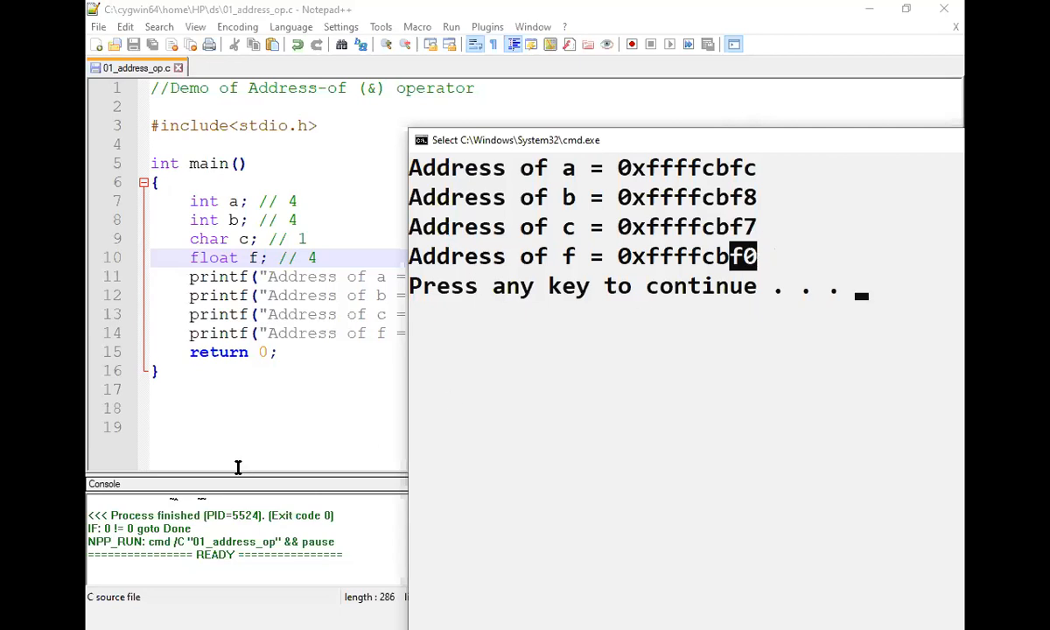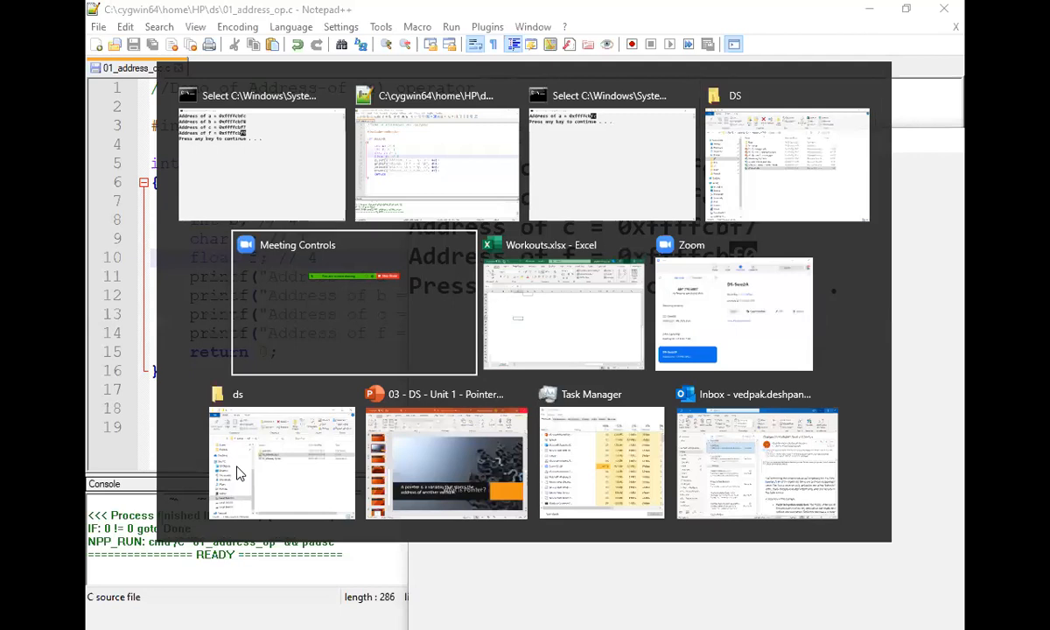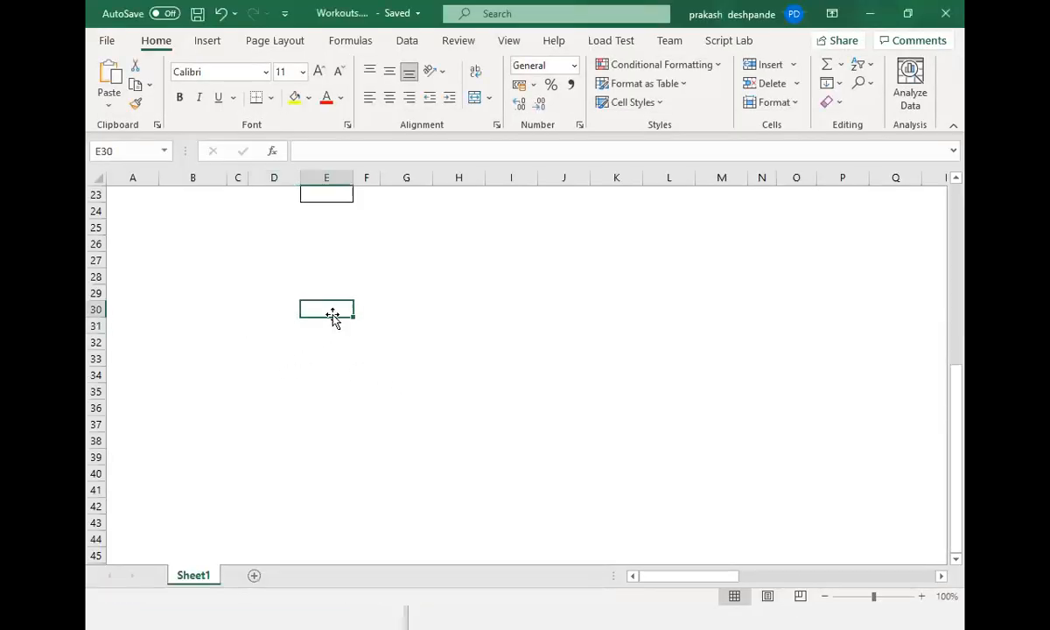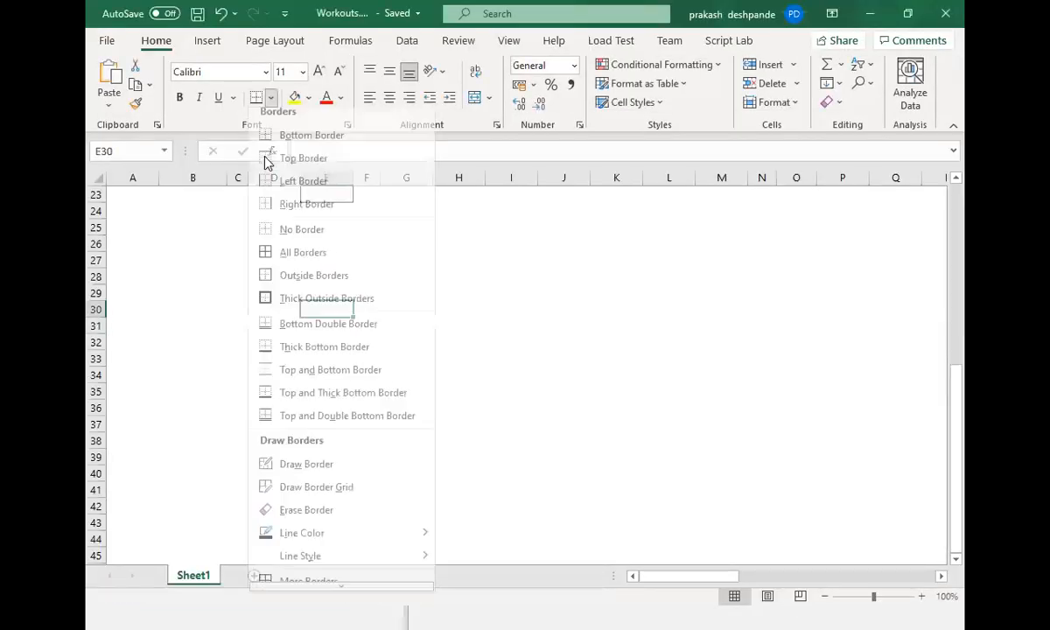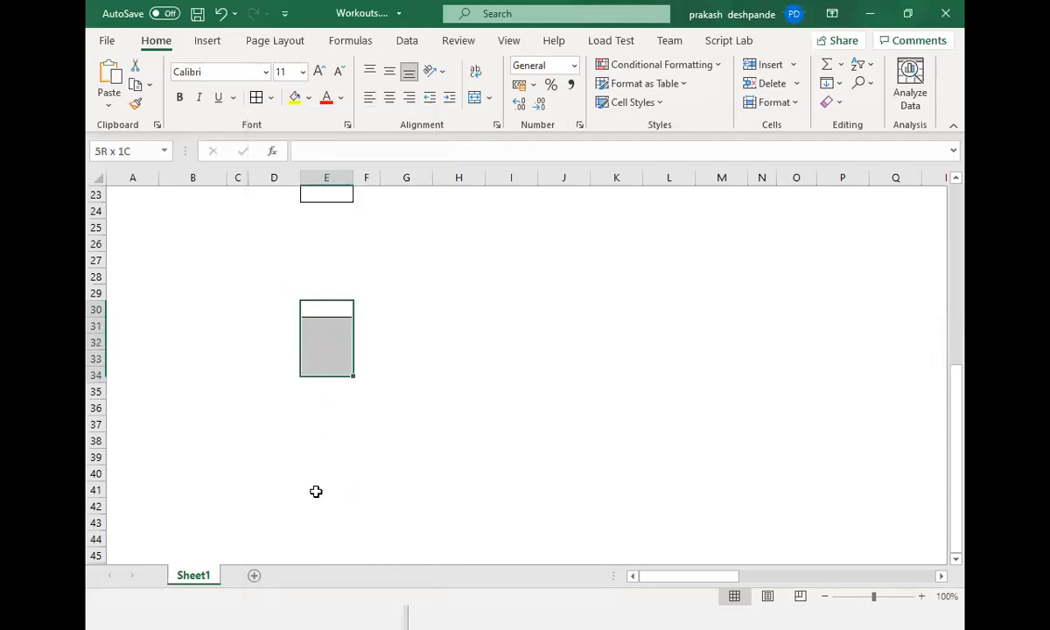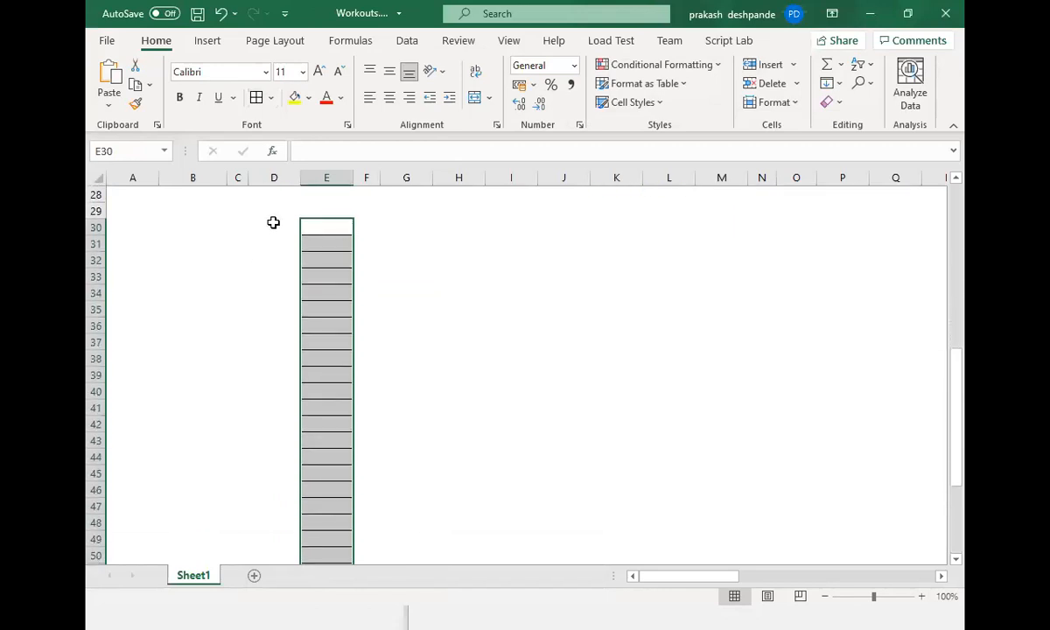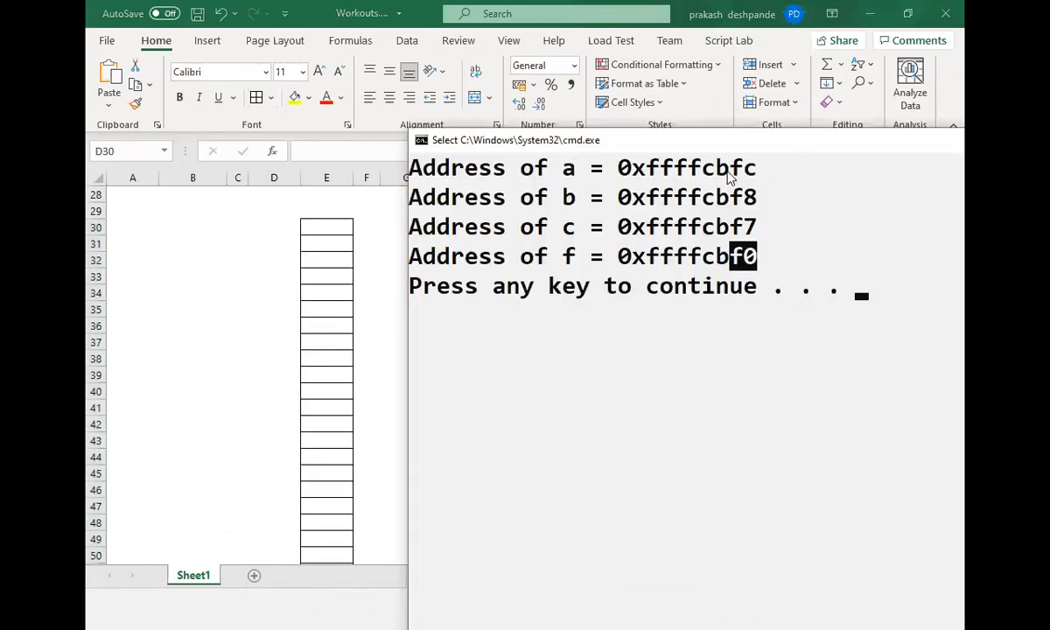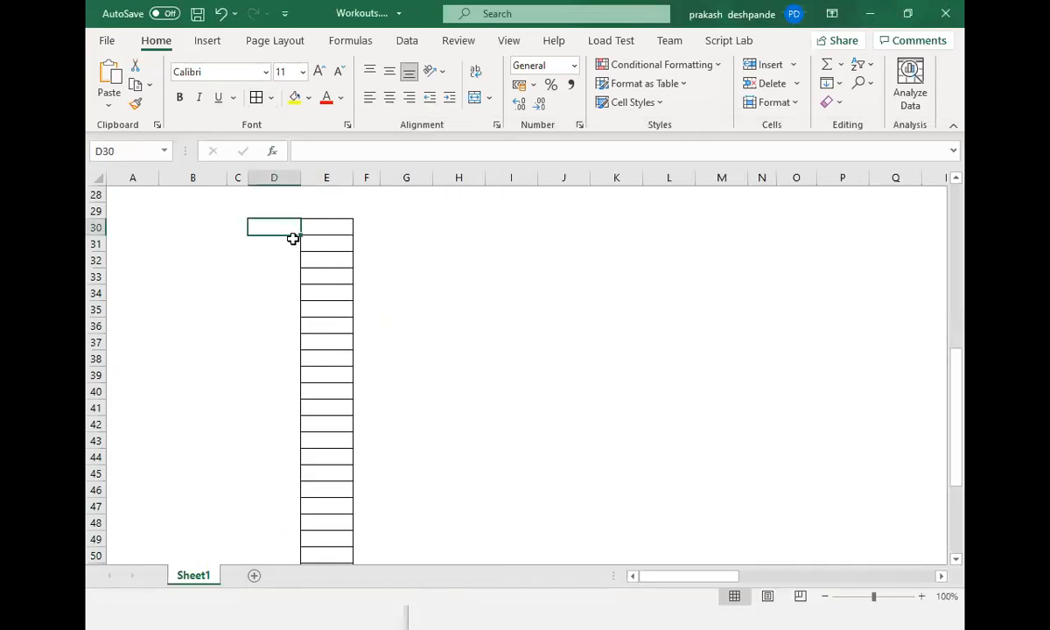Shall I show you how it is arranged? Let's look into an Excel sheet. Assume that these are the memory blocks. Now this is FC, F8, F7, F0. Which is the smallest number here? F0. F0 is the smallest number. Agree, everyone? Yes, sir. Let me take that. This is FC.